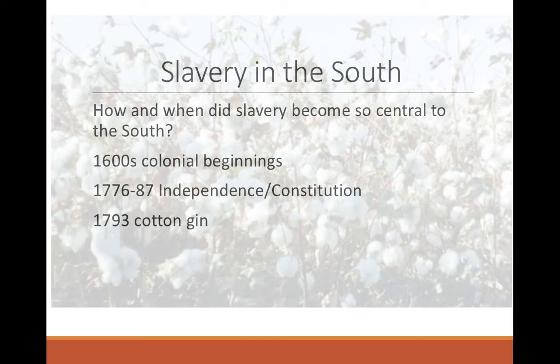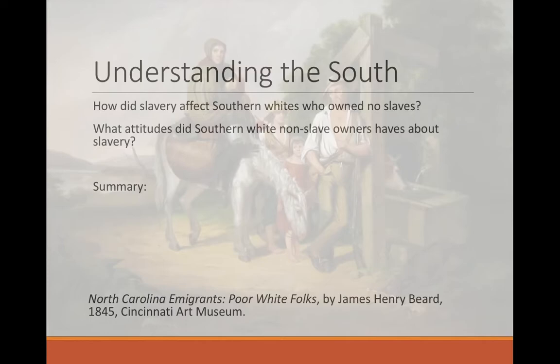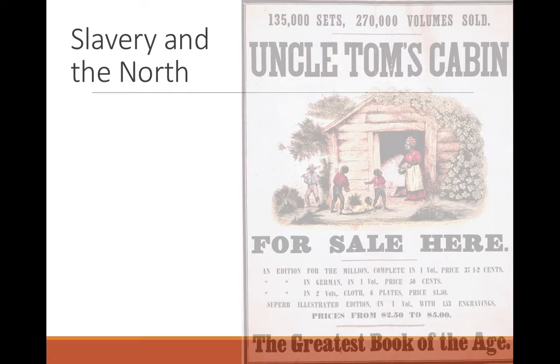So we focused on the South and how slavery began and how it became so central to the Southern economy, and not just that, but Southern kind of identity. And we'll pick up from here, slavery in the North. There's a cover of the book Uncle Tom's Cabin that we'll get to in a second.